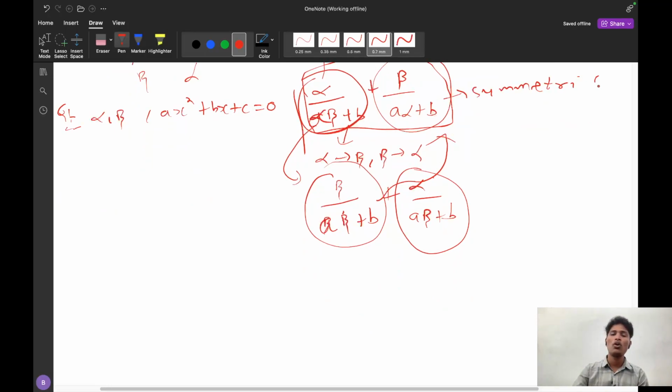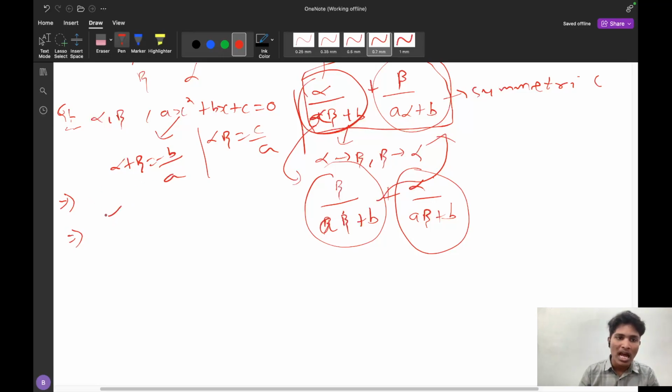So I need to find the values. Now you already know ax square plus bx plus c equal to 0, and the sum: alpha plus beta equal to minus b by a, and the product alpha beta is c by a. You have to use these values because constant values are not given. They gave the quadratic equation as ax square plus bx plus c. So I can simply use this: alpha divided by a beta plus b plus beta divided by a alpha plus b.